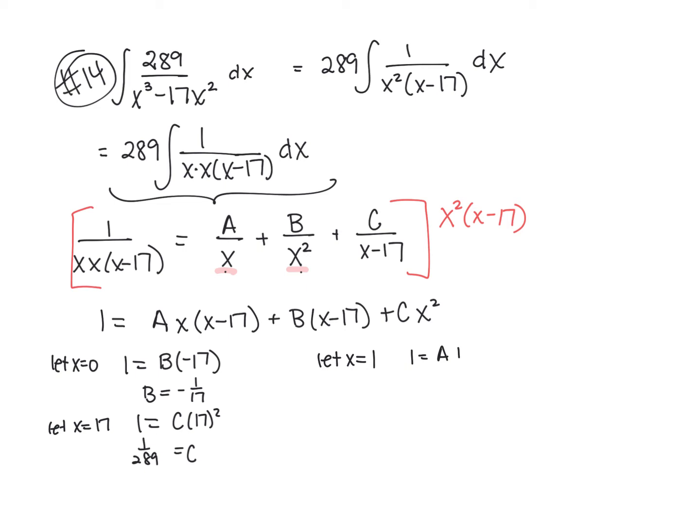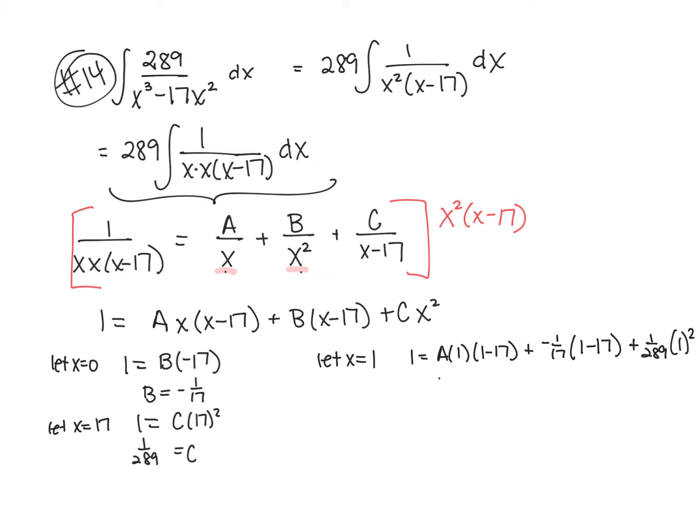Then I get 1 equals a times 1 minus 17 plus negative 1/17 times 1 minus 17, plus c, which is 1 over 289, times 1 squared. There probably is a more strategic one I could pick. Okay, so notice all I have now is to solve for that a value. And as long as 1 is in my domain, we should be okay.